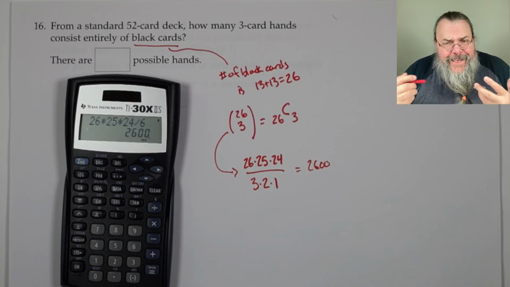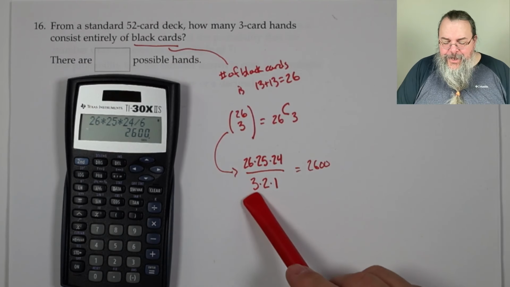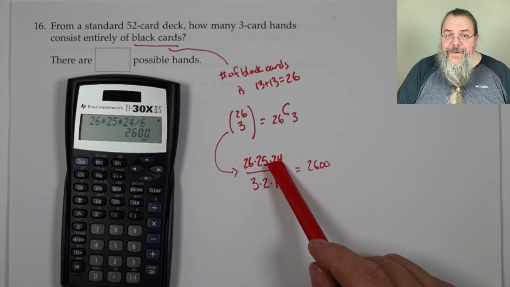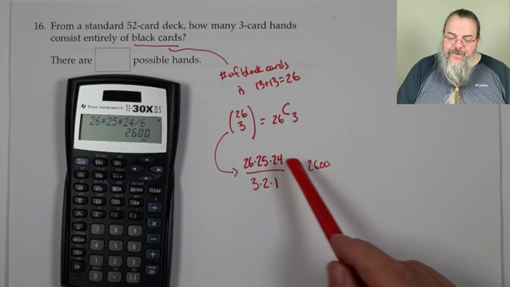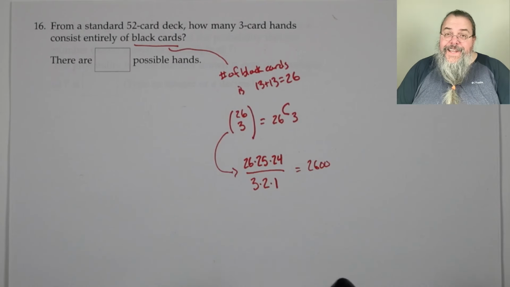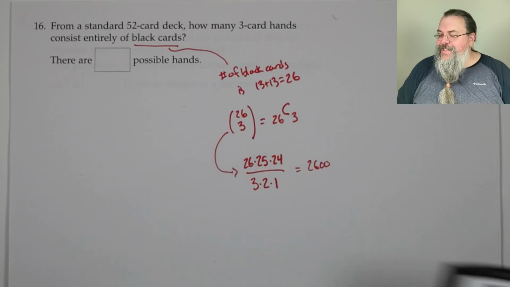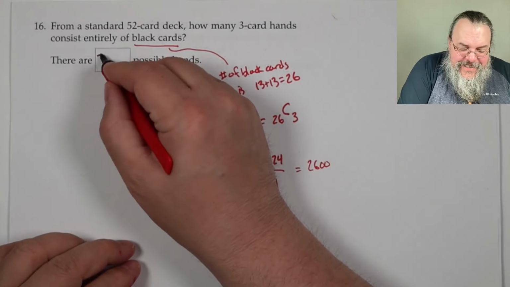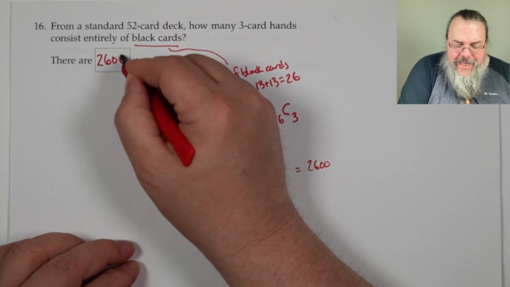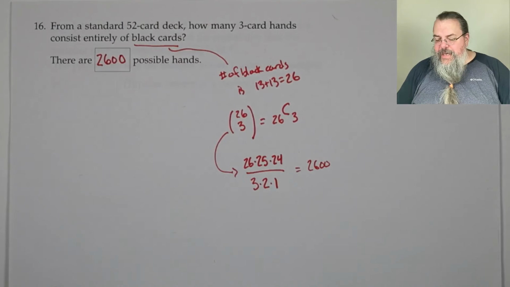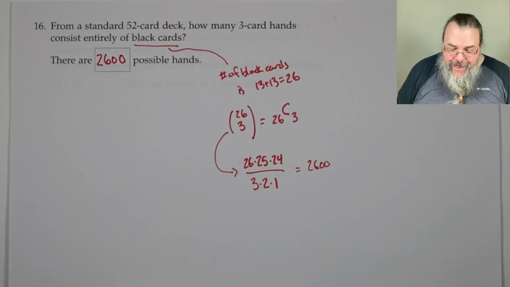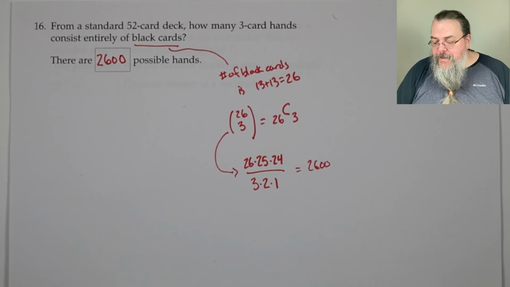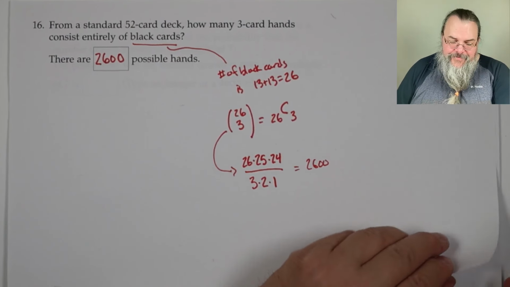Now you're probably wondering, wait, how did he get 2,600 so fast? 3 times 2 times 1 is 6. 24 divided by 6 is 4. 4 times 25 is 100. So it's 26 times 100. But you have a calculator. Don't be afraid to use it. Give yourself the best possible chance of succeeding. So the answer is there are 2,600 possible hands that have only black cards. All right, a lot of possibilities.